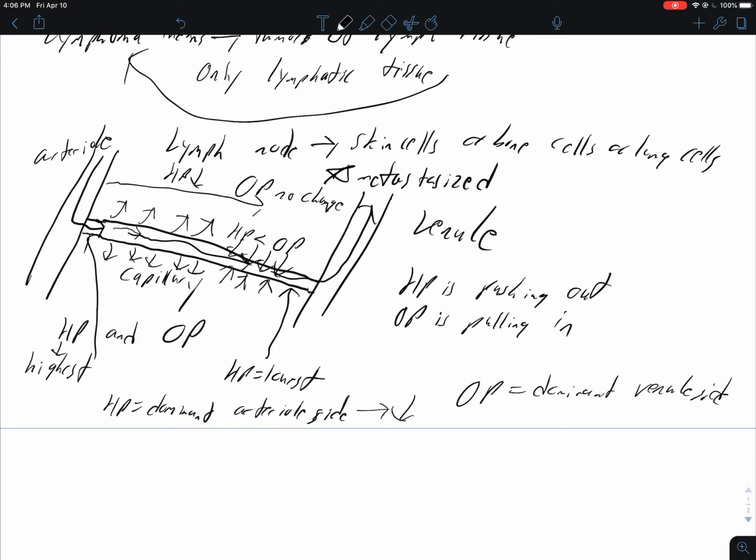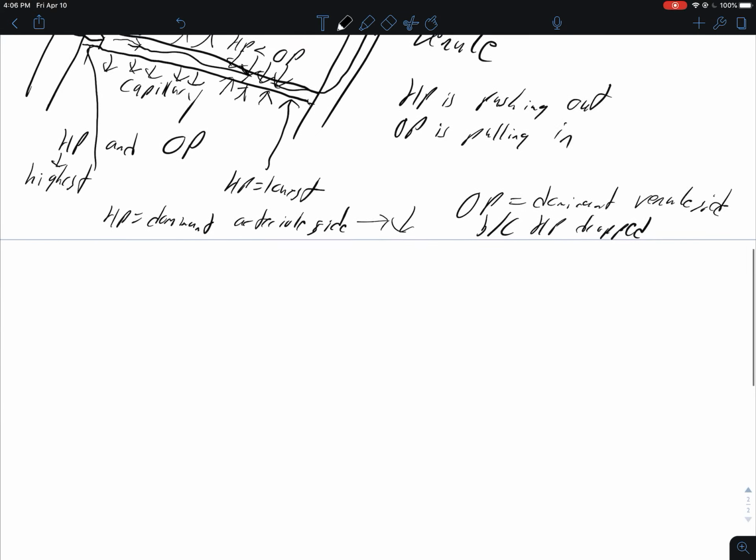Okay, so fluid can come back in. Osmotic pressure is the dominant pressure on the venule side because HP dropped. That's the only reason, not because osmotic pressure changed. Okay, moving on.